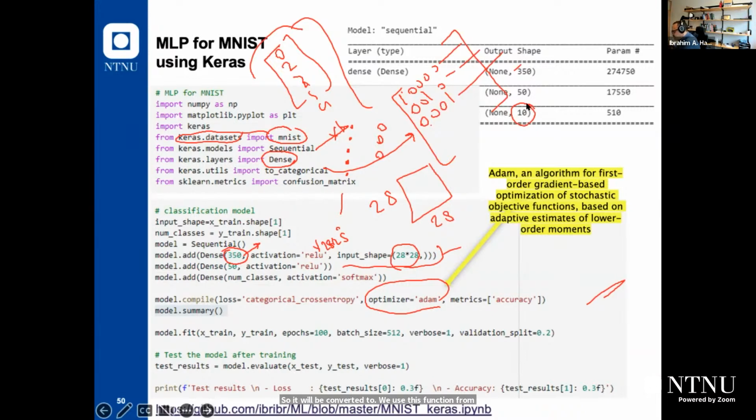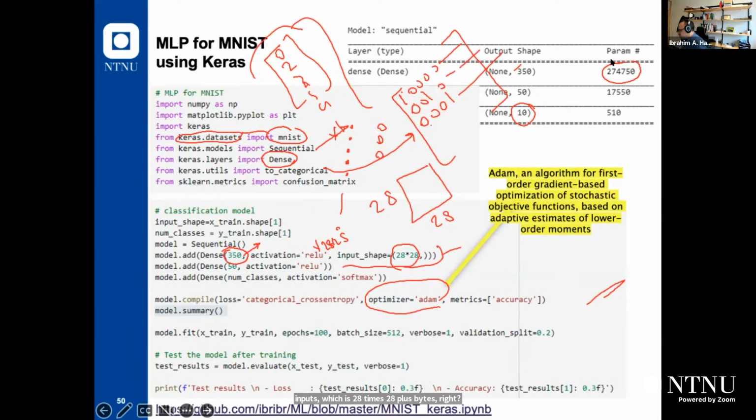So the output shape will be 10, 50, 350. If you need to calculate the number of parameters, we did that before, I guess, right? So if you want to get this number, it will be 350 multiplied by the number of inputs, which is 28 times 28, plus bias, right?